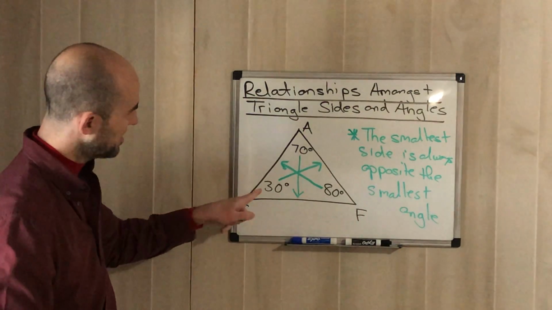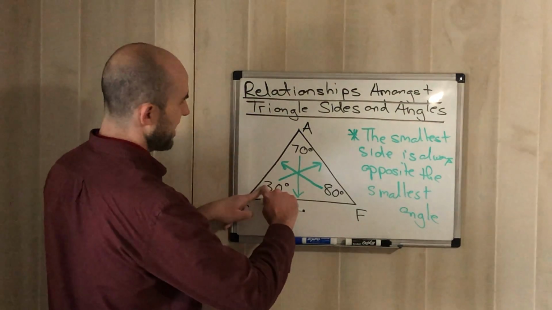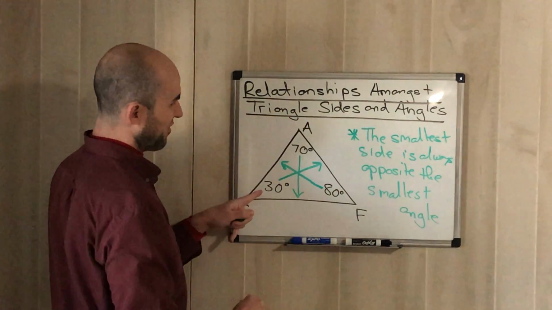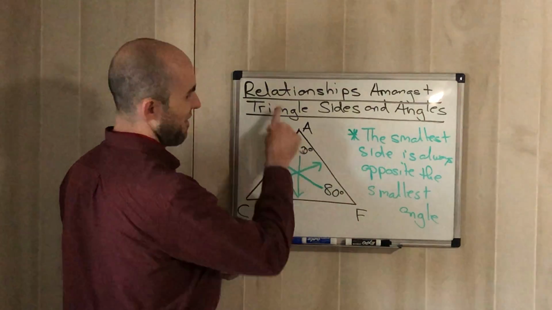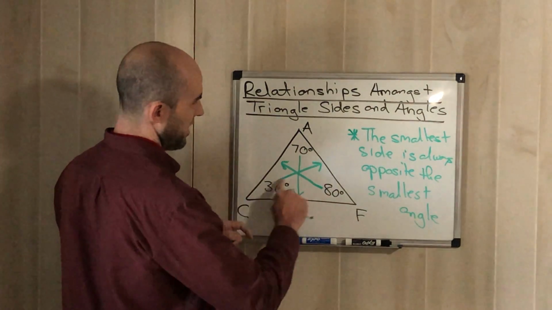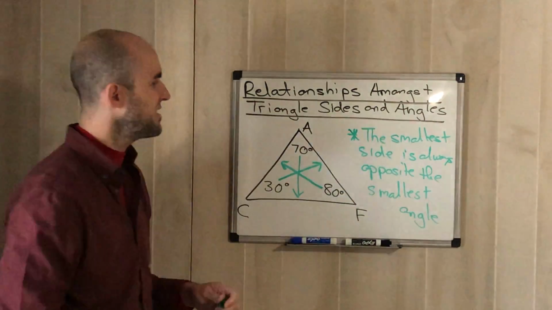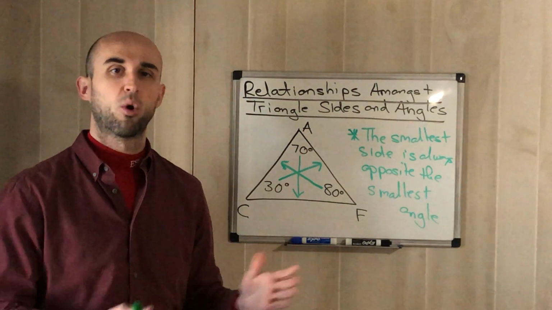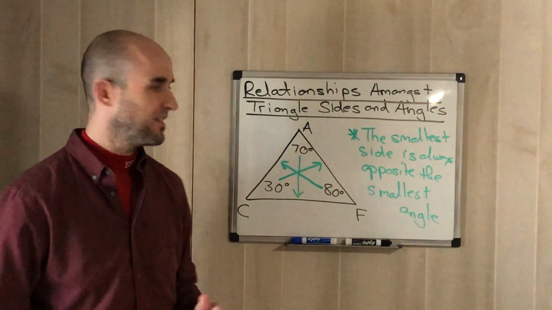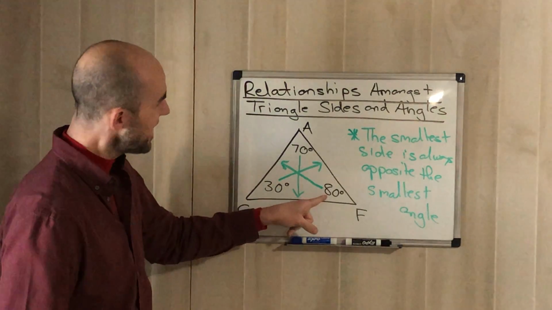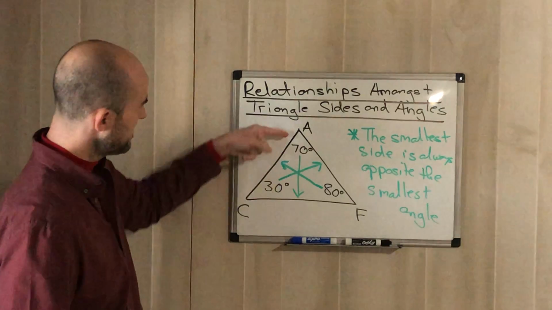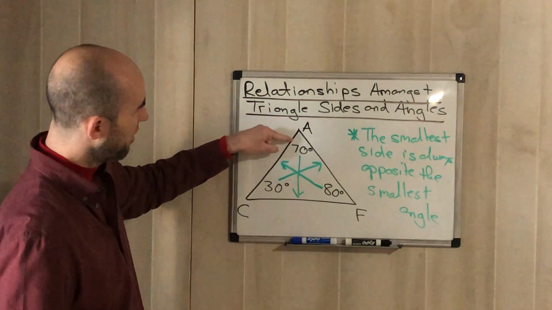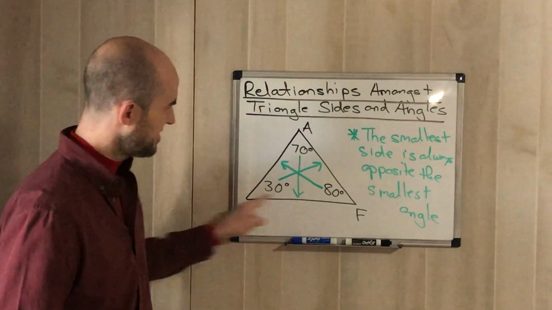So in this case, the smallest angle is 30. We know that the side that goes with it is AF. If 30 is the smallest angle, then we know that AF is the smallest side. The opposite also goes true. The biggest angle corresponds to the biggest side. So if the biggest angle here is 80, we know that the biggest side is AC. And if 70 is the middle angle, we know that the middle side is going to be CF, right?